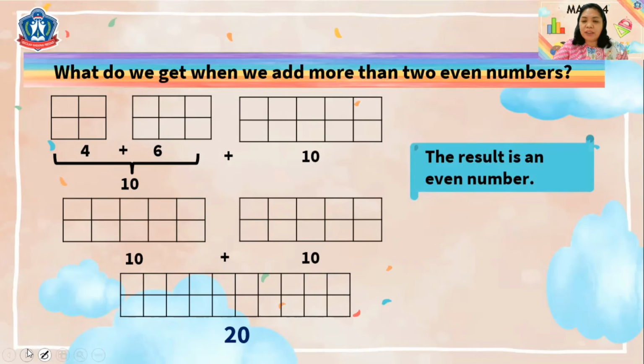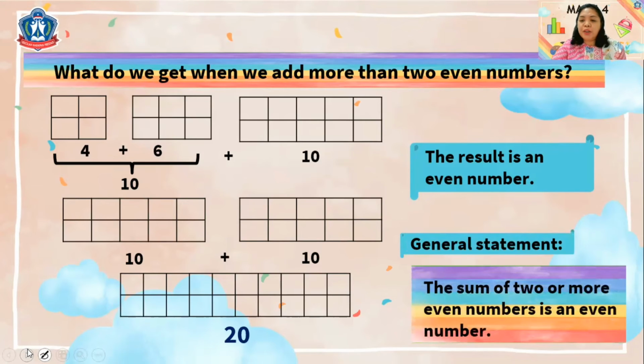So if we make a general statement about this, it will look like this. The sum of two or more even numbers is an even number, right? So if we add 2, 3, or more even numbers, the answer is also an even number. So this is our general statement.